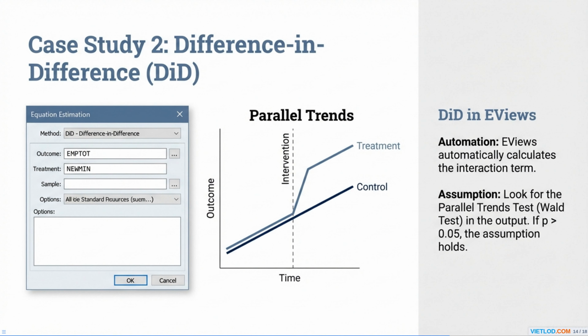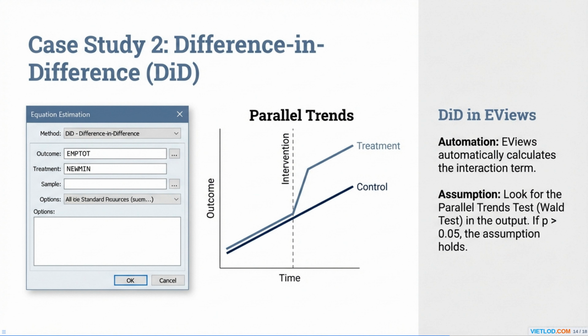Therefore, the random effects model would be inconsistent, and we must use the fixed effects model to obtain unbiased and consistent estimates. The verdict is clear. If the p-value is low, the random, unobserved effects are correlated with your x variables. Conclusion: you must use fixed effects to avoid bias.